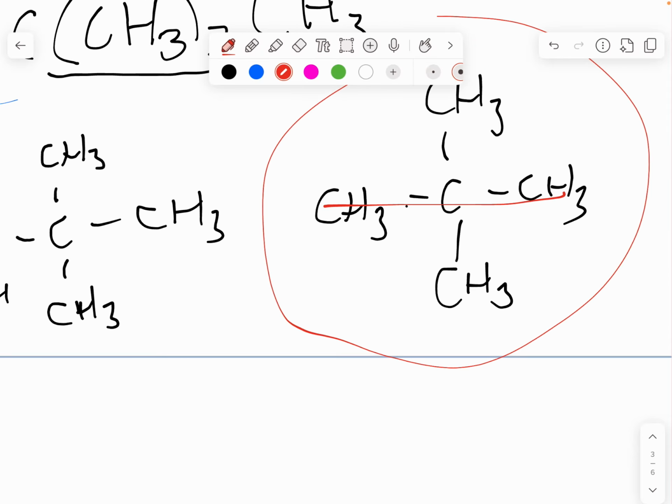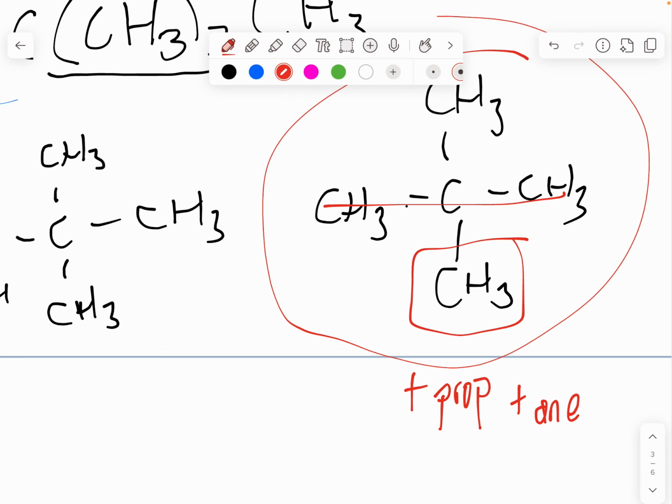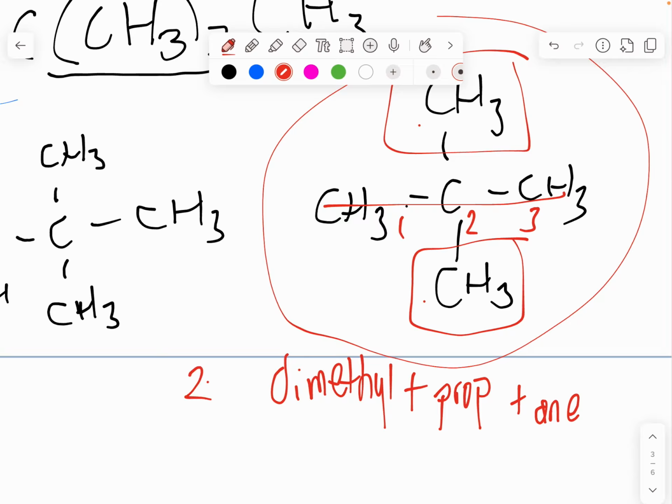The suffix, since it's C single bond C, it's going to be ANE. Prefix, 3 carbons, so that is prop. Then we do our alkyl group. We have 2 of these and they're the same. This is a methyl group, this is a methyl group. So I'm just simply going to write methyl. And since it's 2 of the same, it's going to be dimethyl. The position of both, they're both on carbon number 2, no matter the way we take it. So it's 2,2-dimethylpropane.